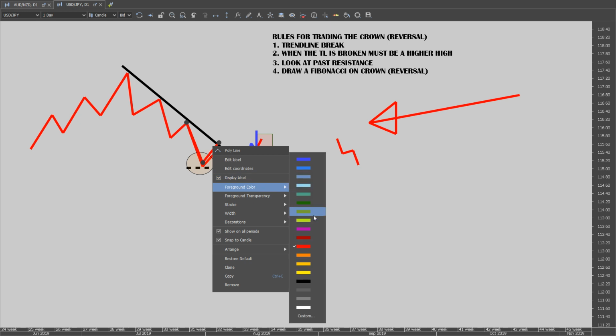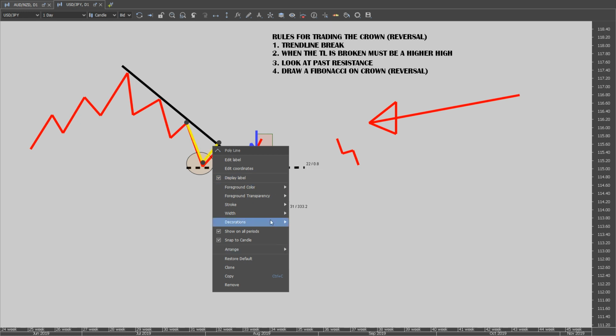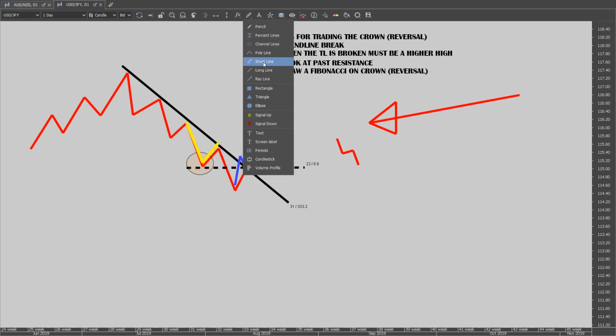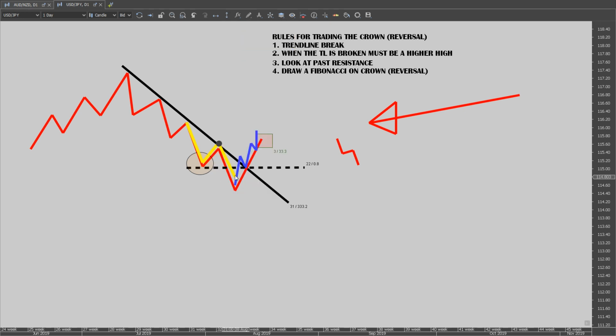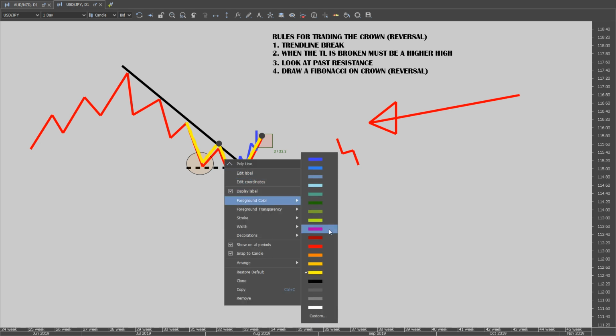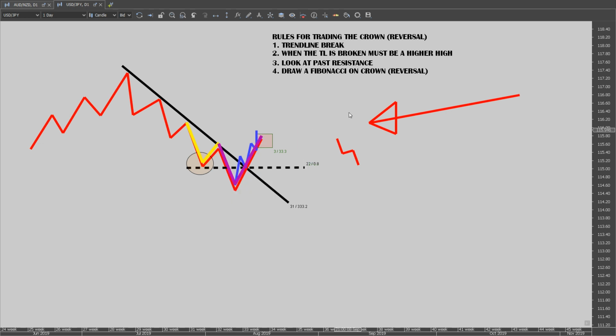Okay, let's color code this in white, yellow. This would be the left tip. Now here you have the center tip just forming. The market formed the center tip. Let's color code this in what? Violet. Okay, so number one, trend line break. Number two, when the trend line is broken, must be a higher high.